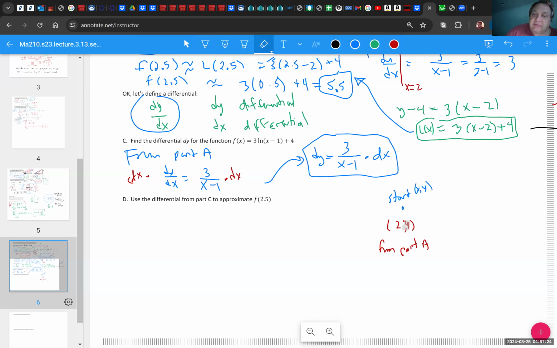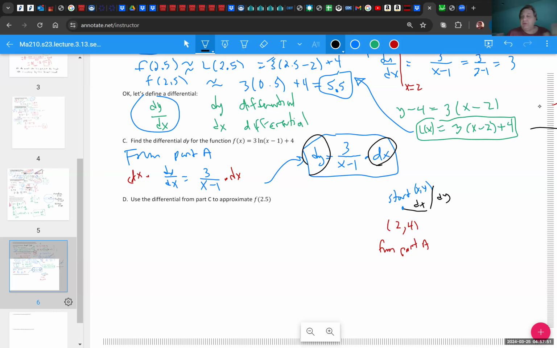That's our starting location. We're going to be nudging this a little bit in the x direction, this way. That's our dx. And we're going to be nudging it this way. That's our dy. So all we have to do is figure out what our dx nudge is, and we can calculate our dy nudge.